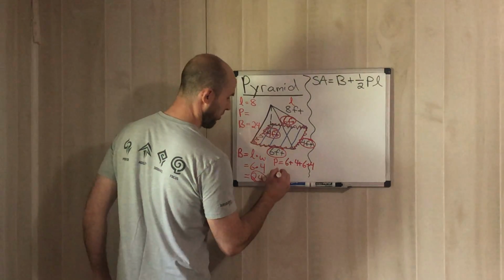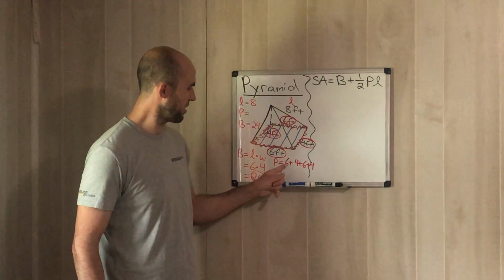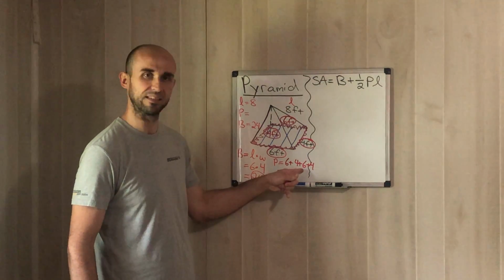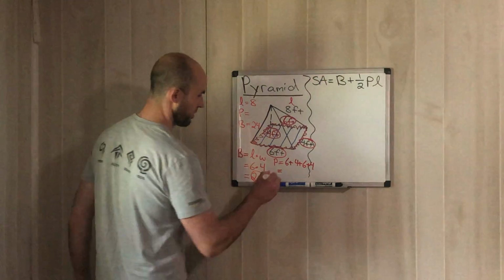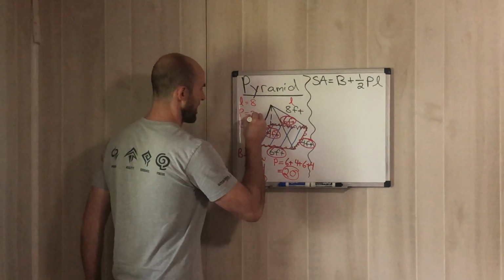And once you have that, it's just adding, right? You're going to add up those 4 numbers. So we know that 6 plus 4 is 10. 10 plus 6 is 16. 16 plus 4 is 20. So we know that the perimeter of the base is 20.